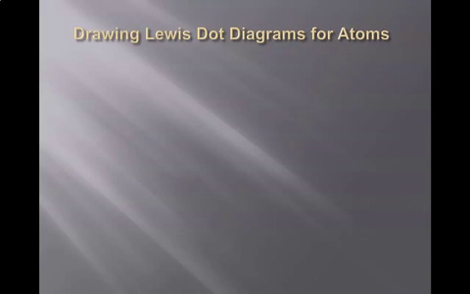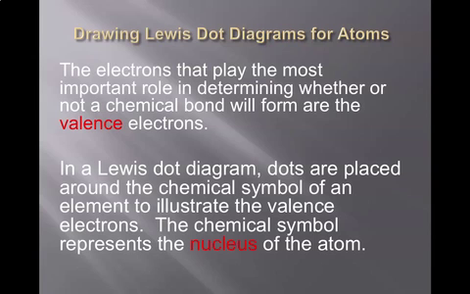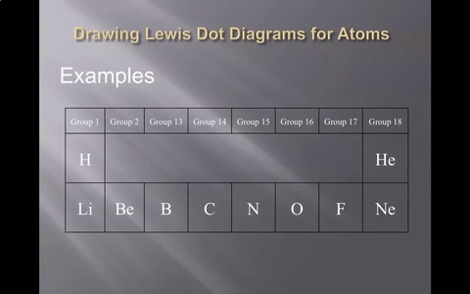Okay, so to draw Lewis dot diagrams for atoms, we're only worried about those valence electrons. So the electrons that play the most important role in determining whether or not a chemical bond will form are those valence electrons. In a Lewis dot diagram, dots are placed around the chemical symbol of an element to illustrate the valence electrons. The chemical symbol represents the nucleus. Okay, so here we have all our chemical symbols in the nucleus.